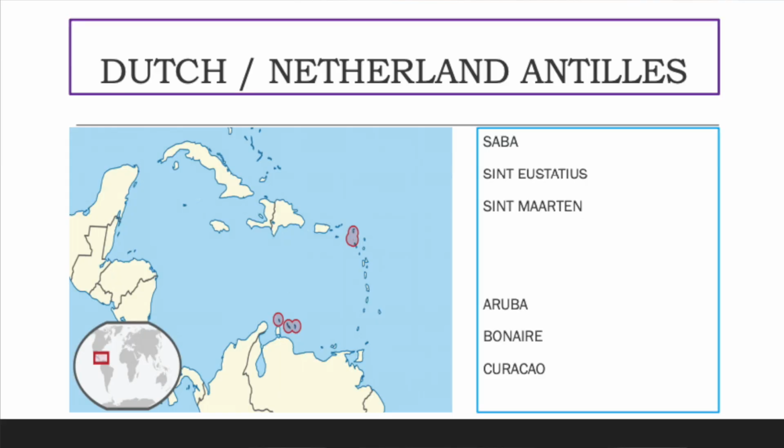Right? So those three up here, remember that Puerto Rico is to the east of Hispaniola. And to the east of Puerto Rico, where you see this red circle, you have three dots there. So you have Saba, St. Eustatius, and St. Martin. And to the north of South America down here now, you have the ABC Islands: Aruba, Bonaire, and Curacao. Those six islands in two different groups make up the Dutch or Netherland Antilles.